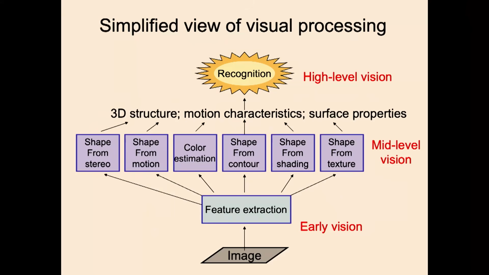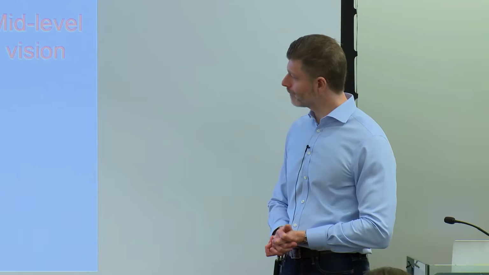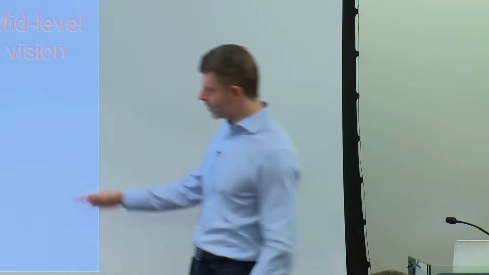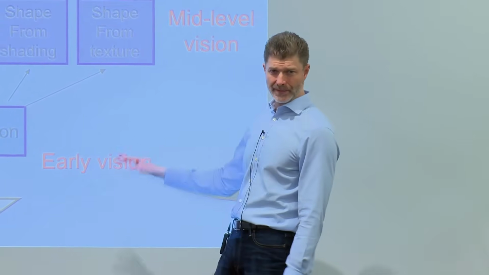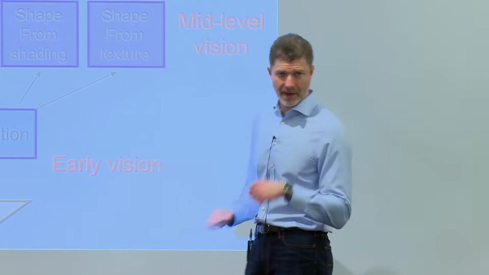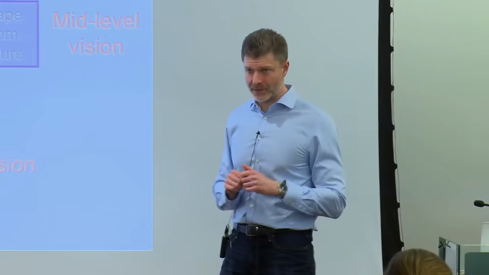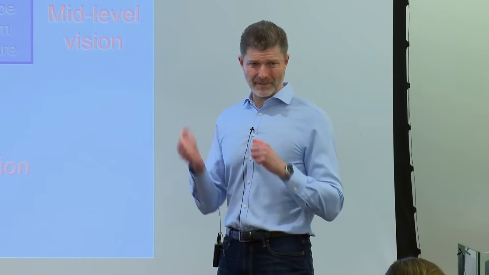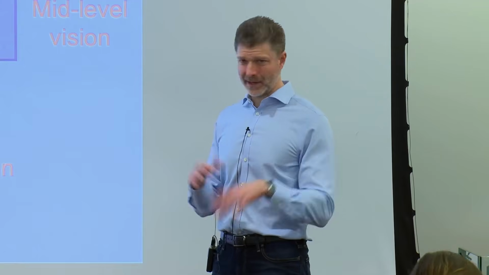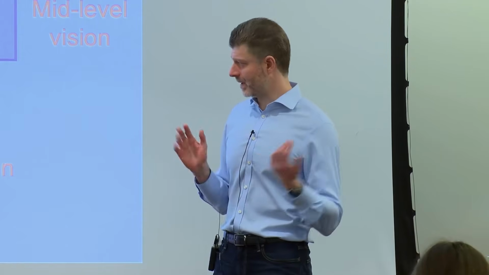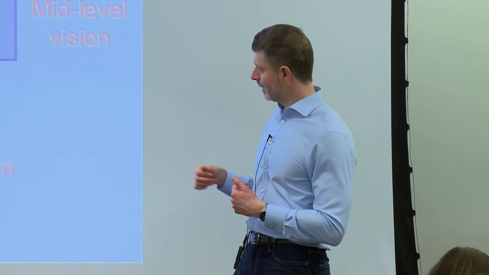So this is a simplified view of visual processing. We spent the first part of the class on vision talking about what we called early vision. You can think of that as feature extraction. You have all these filters in your visual cortex that make useful measurements of orientation and spatial frequency and binocular disparity and wavelength and stuff like that.